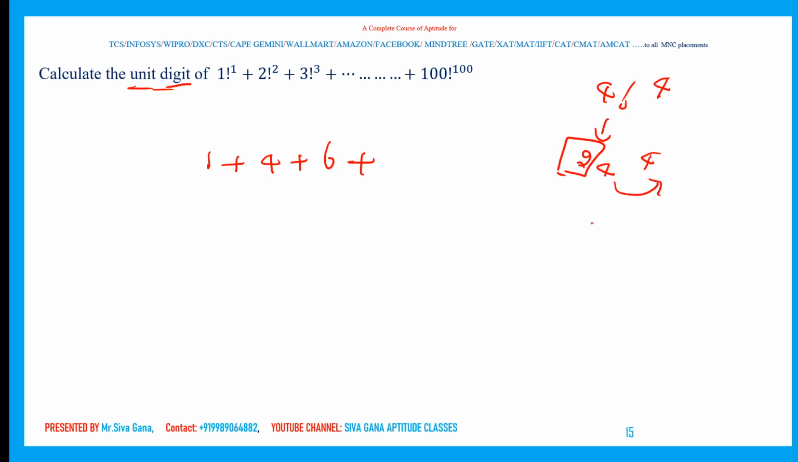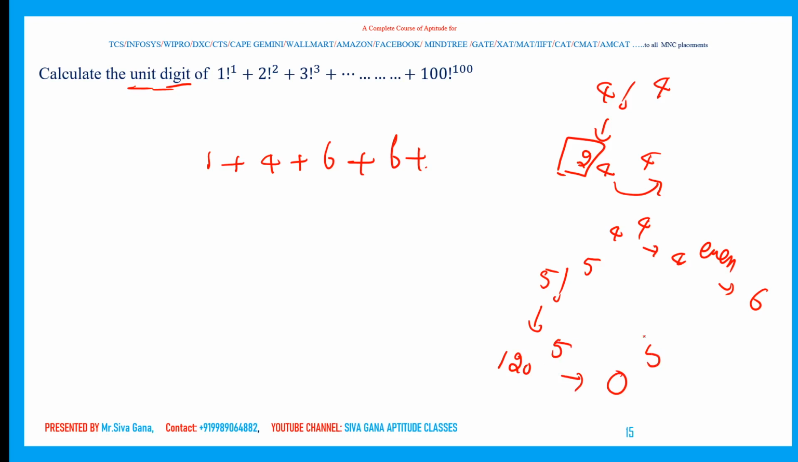4 power 4 unit digit. 4 power even, what I told, unit digit is 6. 4 power 4 is nothing but 16 square, 16 square is 256. Unit digit is 6. Next term is 5 factorial power 5. 5 factorial is 120. 120 power 5, its unit digit is simply 0 power 5, which is nothing but unit digit 0.